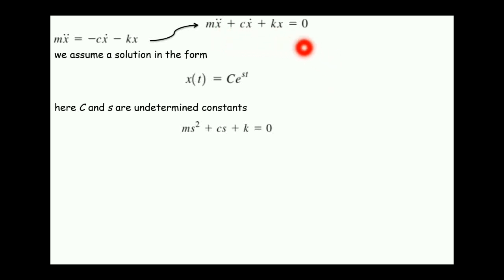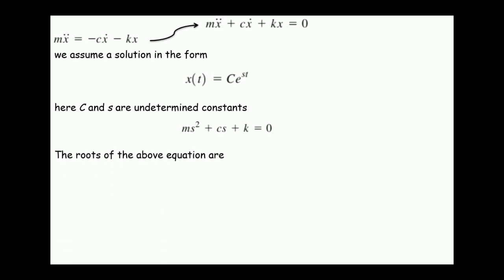plus kx is equal to 0, the equation we will get is ms squared plus cs plus k is equal to 0. Here the term e raised to st will get cancelled in the equation, which is a common term, and as it is a non-zero term, we can cancel it.